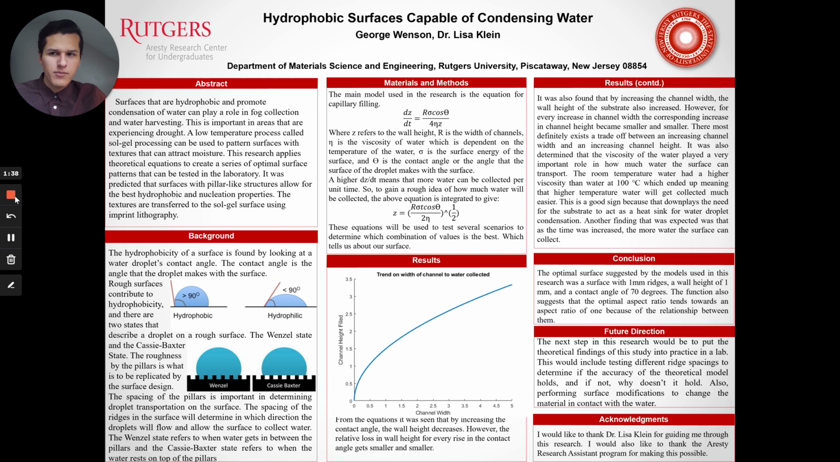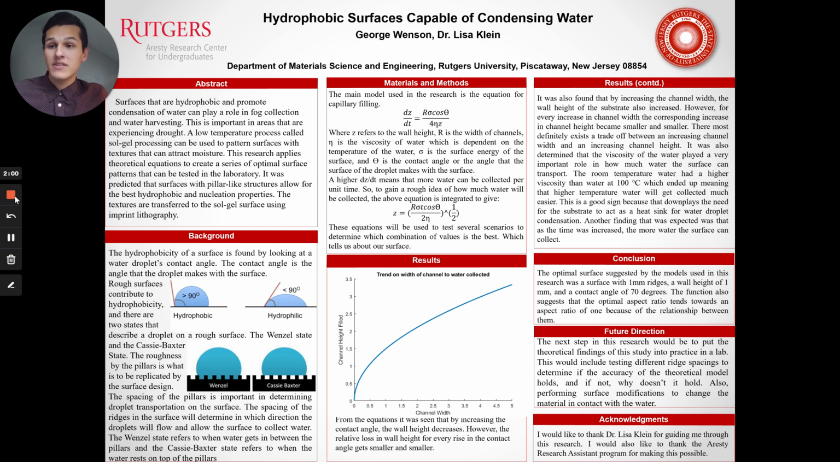So what did we get from our analysis? From the equations, it was seen that by increasing the contact angle, the wall height actually decreased. However, the relative loss in wall height for every rise in the contact angle got smaller and smaller. It was also found that by increasing the channel width, the wall height of the substrate also increased. However, for every increase in channel width, the corresponding increase in channel height became smaller and smaller.